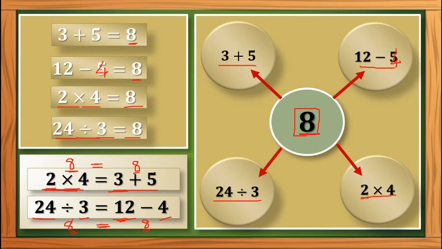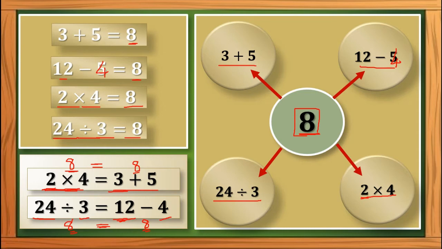So in this way we see that 5 plus 3 or 3 plus 5 gives 8, 12 minus 4 gives 8, 2 into 4 gives 8, 24 divided by 3 gives 8. All the operations give the same result, 8. Okay, so we can write this as 12 minus 4 is equal to 8, or 3 plus 5 is equal to 8, or 2 into 4 is equal to 8, or 24 divided by 3 is equal to 8.